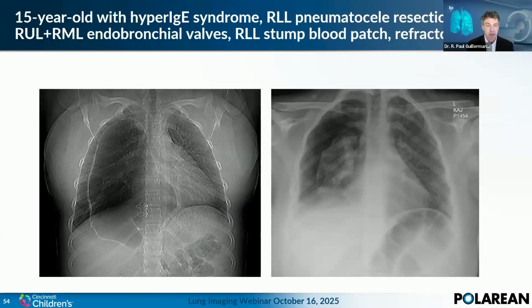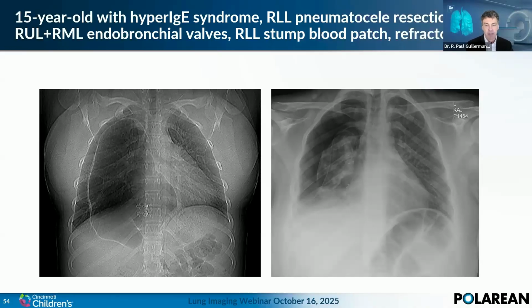Another one that will be touched upon by Eric as well is this case. Very recent, we had a 15-year-old who has an immunodeficiency where they develop recurrent staphylococcal infections. This particular patient had a huge pneumatocele in the right lower lobe, which extended almost up to the apex of the right hemithorax. And so the right lower lobe was resected to improve lung mechanics and ventilation of the right upper and middle lobes. However, the patient developed persisting air leaks, and endobronchial valves were put into the segmental bronchi in both the right upper and lower lobes.